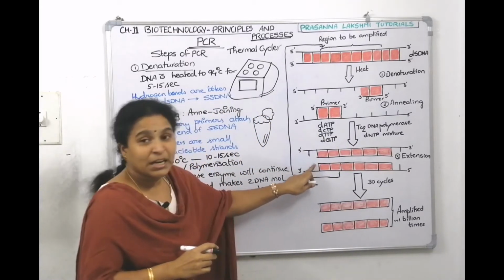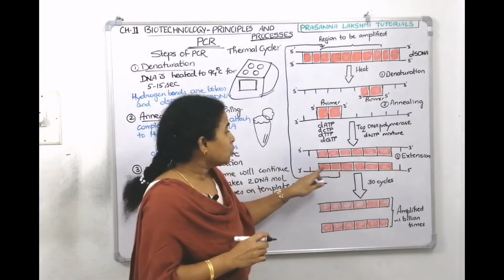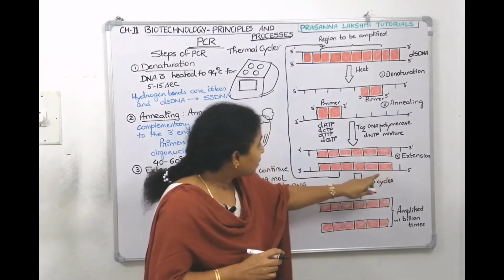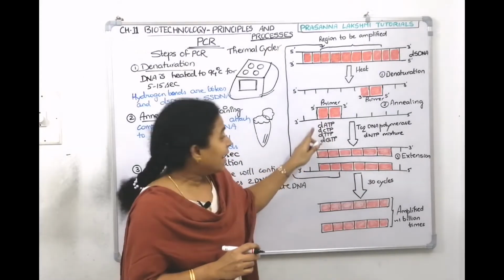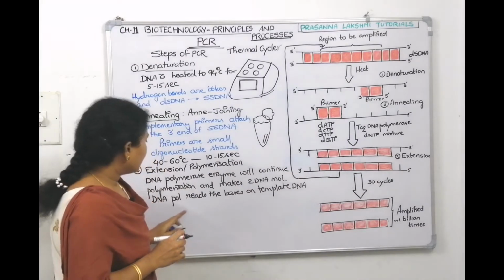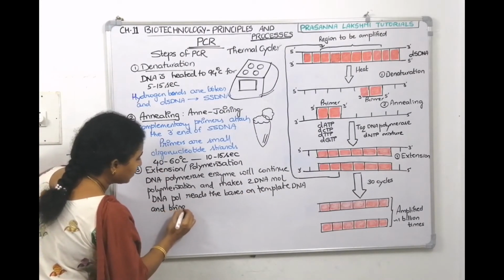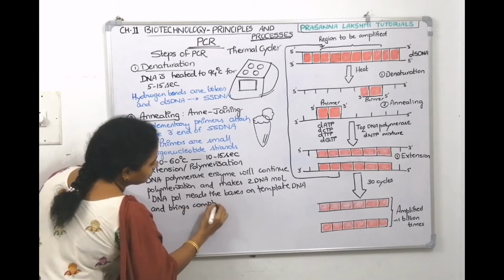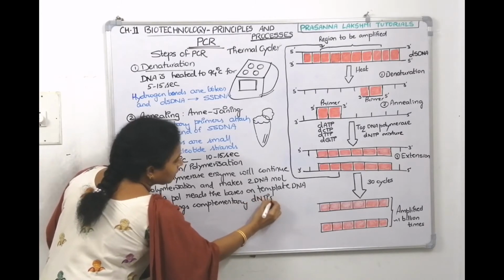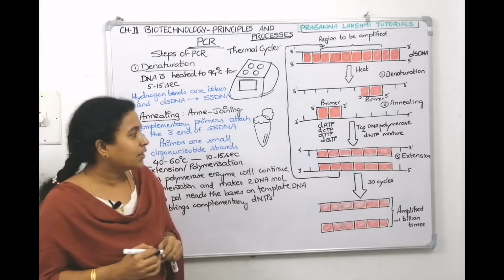Because if A is here, TTP should come. If C is here, GTP should come. If G is here, CTP should come, right? So the DNA polymerase reads the bases present on the template and picks the respective NTPs, ATP, GTP, CTP, and extends the DNA molecule. It brings complementary dNTPs. Then one DNA strand becomes two DNA strands. This is what is extension.